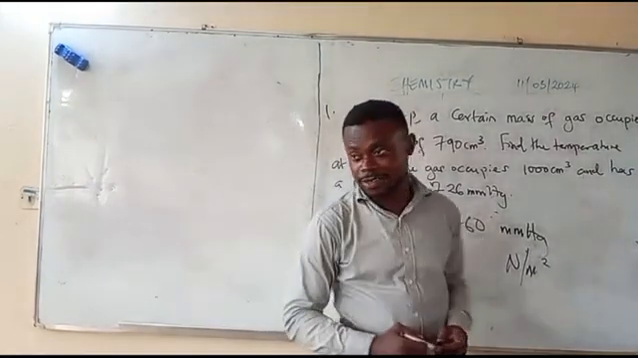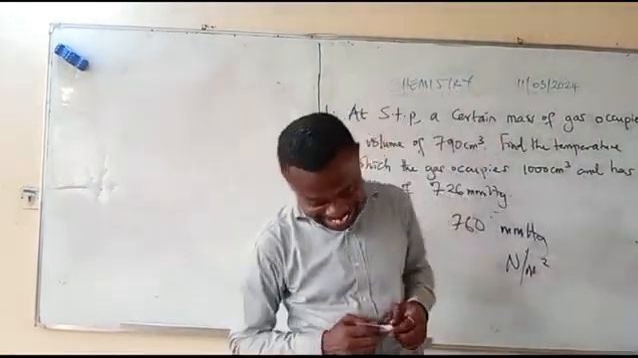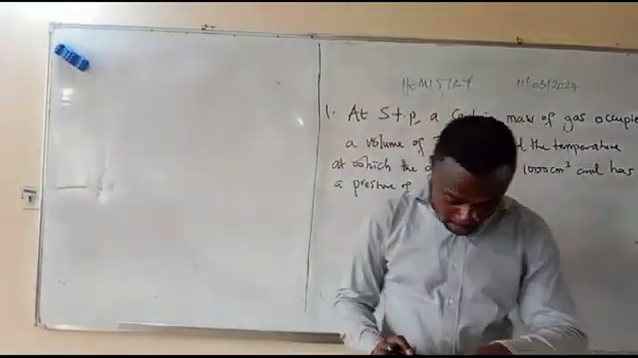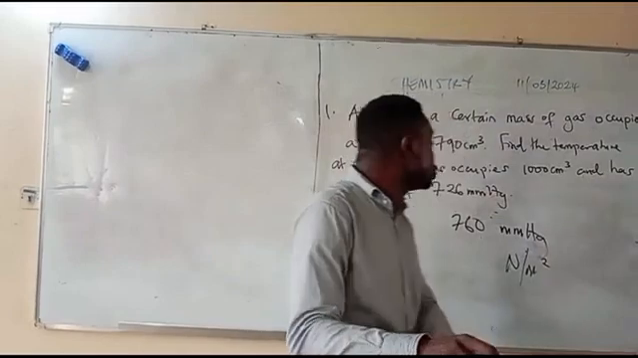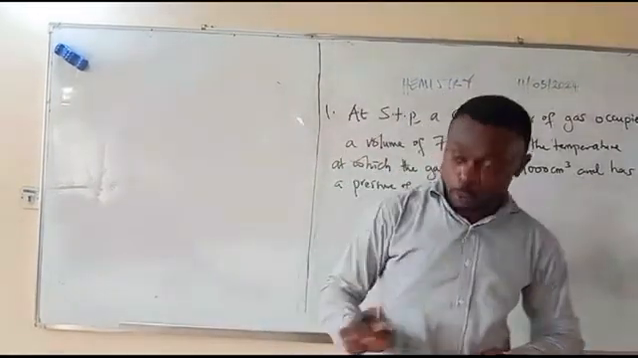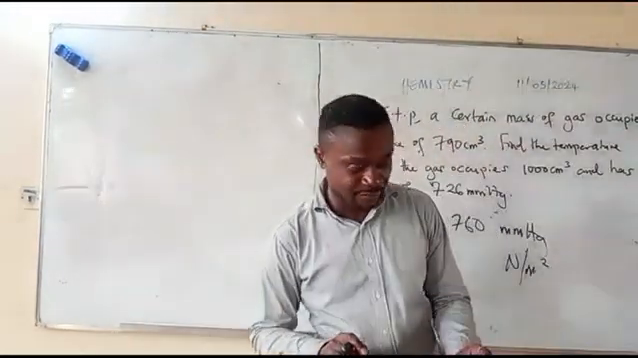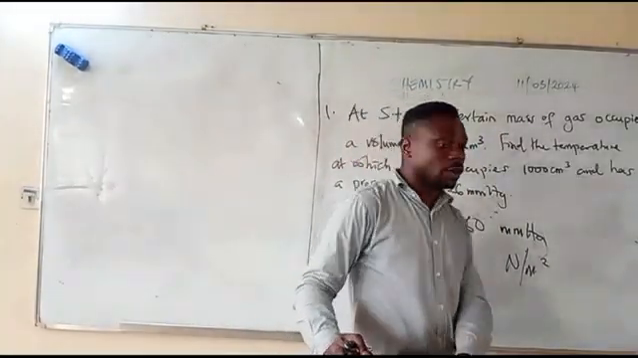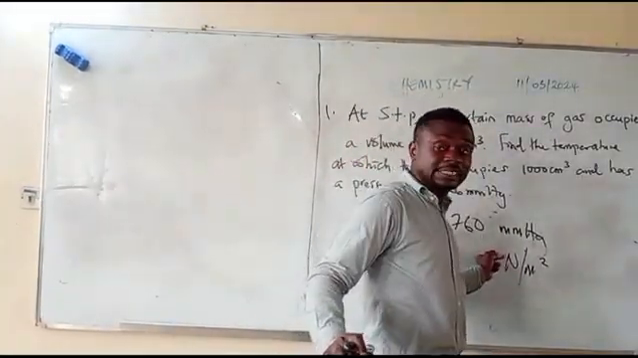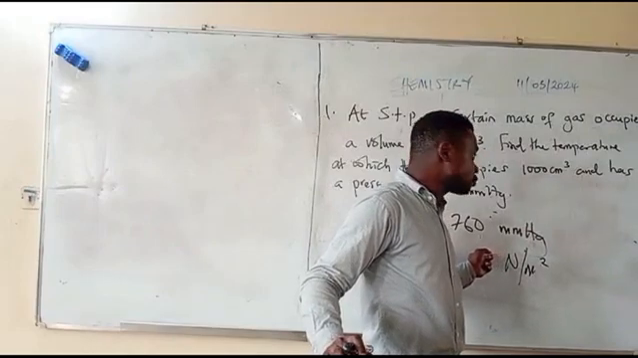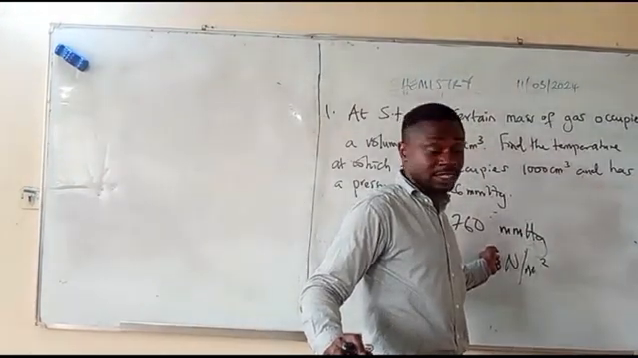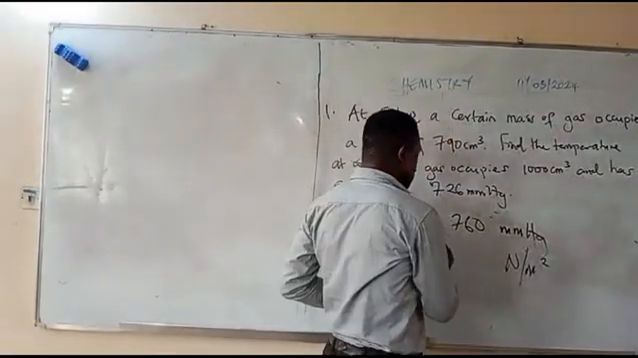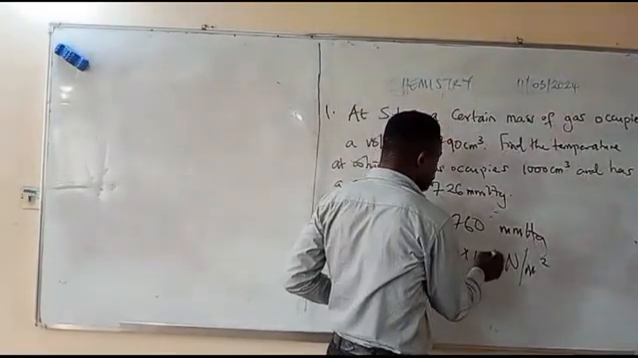You know what the standard pressure is? 760 millimeter of mercury. But the SI unit, that is Newton per meter square, is what? 1.01 times 10 to the power 5 Newton per meter square. You can put it down. The standard pressure in Newton per meter square, which is actually the SI unit, is 1.01 times 10 to the power 5.